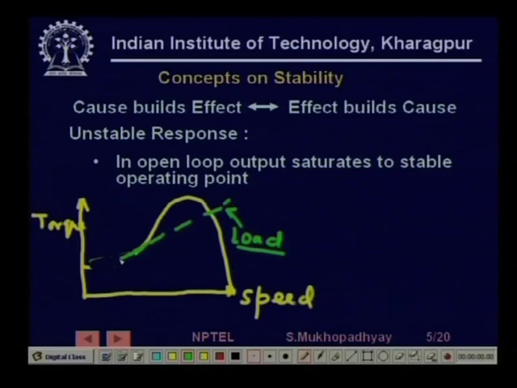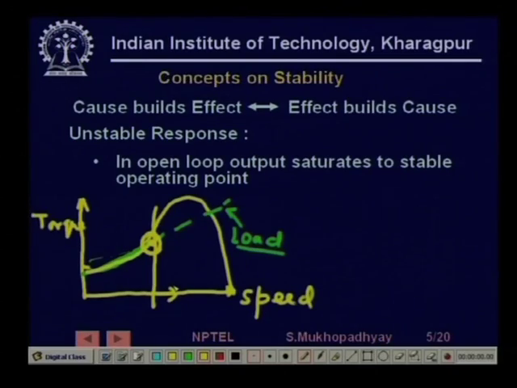So, suppose the load characteristic goes like this, and the motor characteristic is through this path. Now if you consider this operating point, suppose here the motor torque and the load torque are the same. So, it is a stable operating point. The motor is generating enough torque which the load demands.